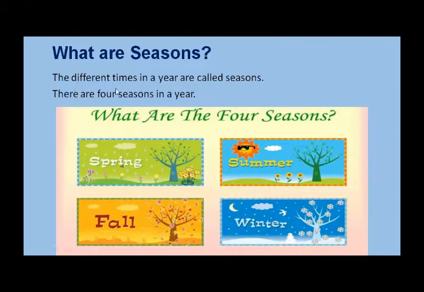So the different times in a year are called seasons, and there are four seasons. We have all four seasons in our country, Pakistan, and most countries of the world have four seasons, but not all countries. Remember this point. Different countries of the world have different timings and different lengths of each season. Here, length means how long the season goes on.